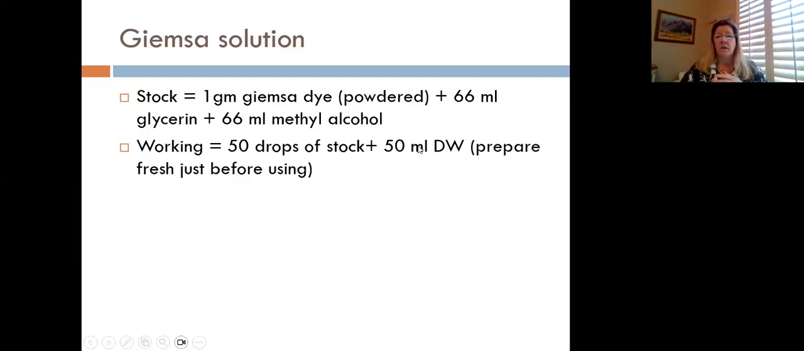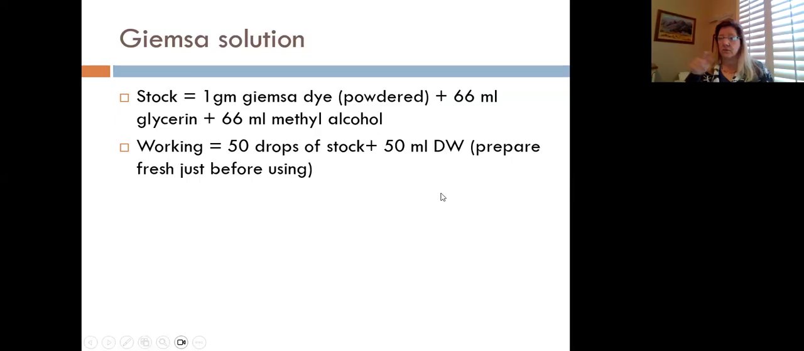Okay. So your Giemsa stock solution is 1 gram of Giemsa dye, a powdered dye, plus 66 mils of glycerin, plus 66 mils of methyl alcohol. Then you take 50 drops of this stock into a bottle, and you add 50 mils of distilled water, and now you can use it on your slide.